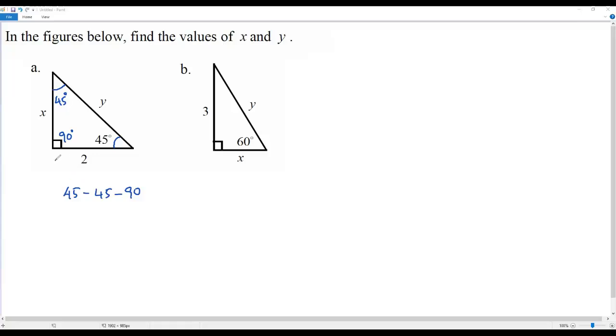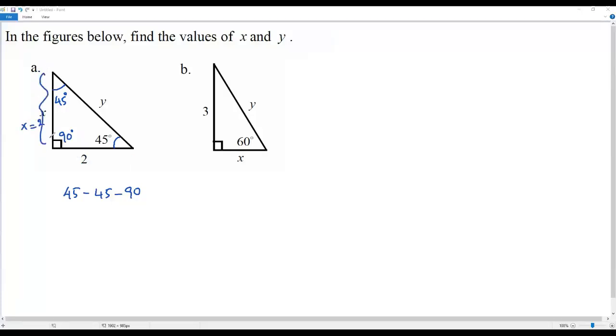And let's consider the length of this side and the length of this side. Both sides of this triangle are opposite to the same angle measure, 45 degrees. So the sides of the triangle which are opposite to equal angle measures must be equal in length. Already we know the length of this side, it is 2. So the length of this side also must be 2. So the value of x is 2.